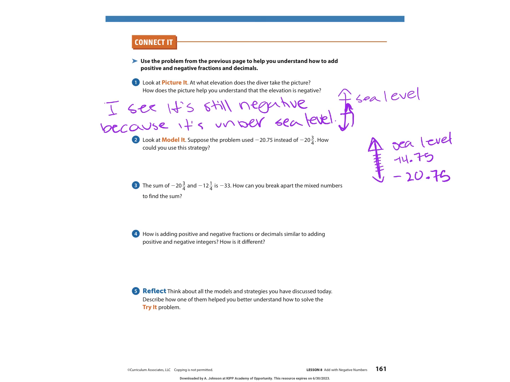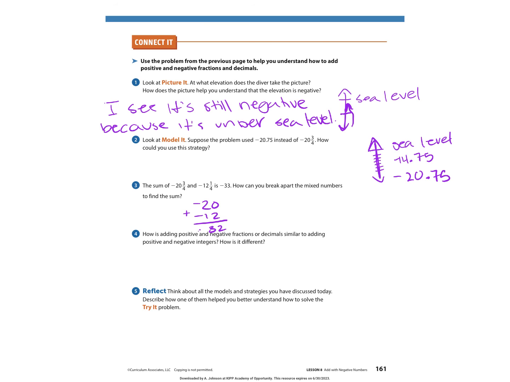Number 3, it says, how can you break apart the mixed numbers to find the sum? So we have different numbers now. We have negative 20 3/4 and negative 12 1/4. So what we're going to do is we're going to do the negative 20, and we're going to add to that the negative 12. Okay? This means on a number line, I'm already moving to the left, and then I move to the left some more.